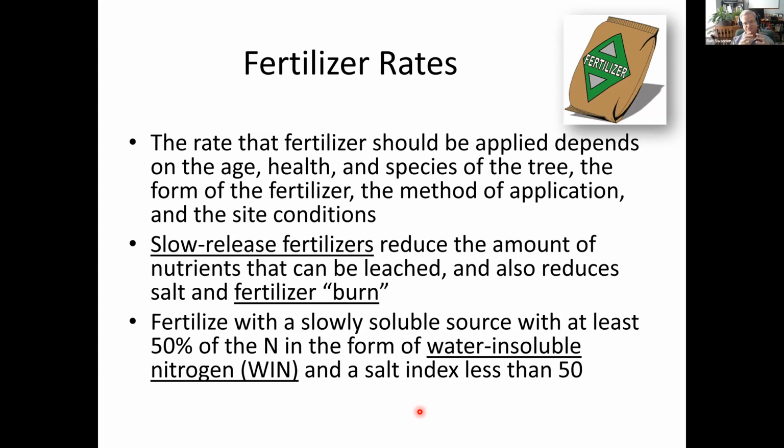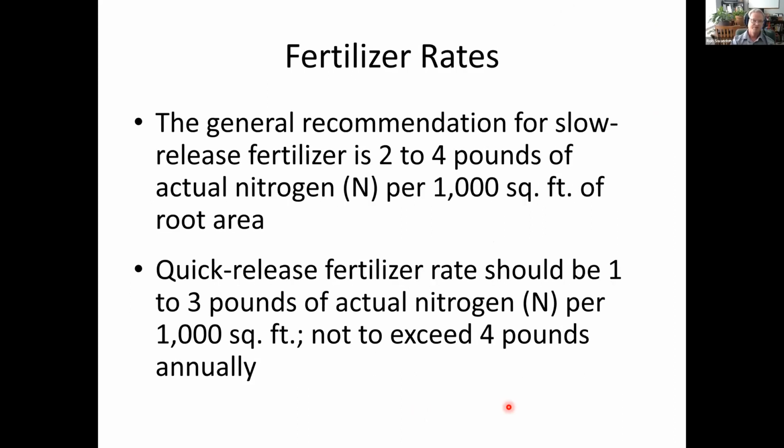If a salt index is less than 50, that means it's really not going to build up in the soil. The cheaper your fertilizer, like just the straight urea nitrogen sources, urea is a binder for that nitrogen. So you take the nitrogen out of it, and you're left with a salt, and that salt accumulates into the soil, and it can accumulate to the point where nothing will grow in the soil anymore. So that's why you want to use fertilizers with a salt index less than 50.